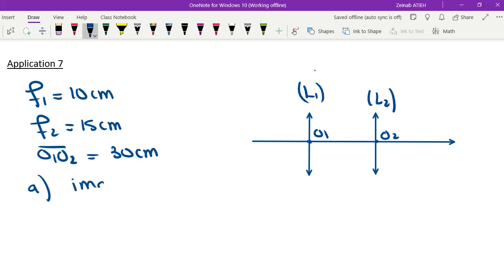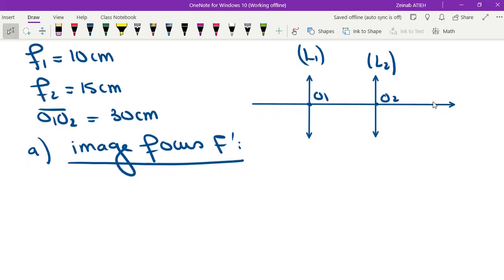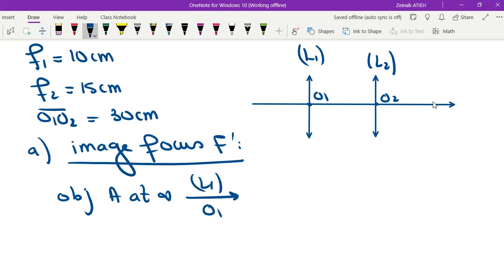I will start with the image focus f prime. نفس definition. Light coming from infinity, it crosses first lens, second lens, and it goes to the image focus. We have to find this image focus f prime. So object A, I will do it rapidly, okay? Object A at infinity, it will cross L1 with center O1. It will give me image A1.